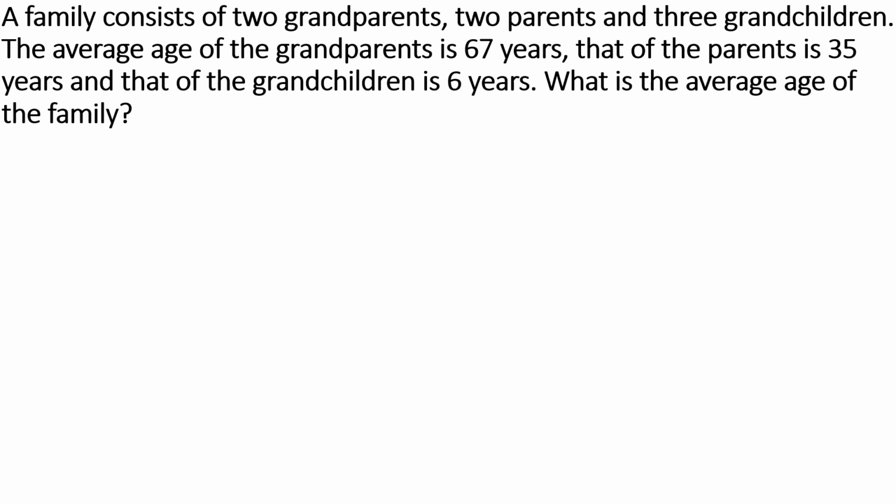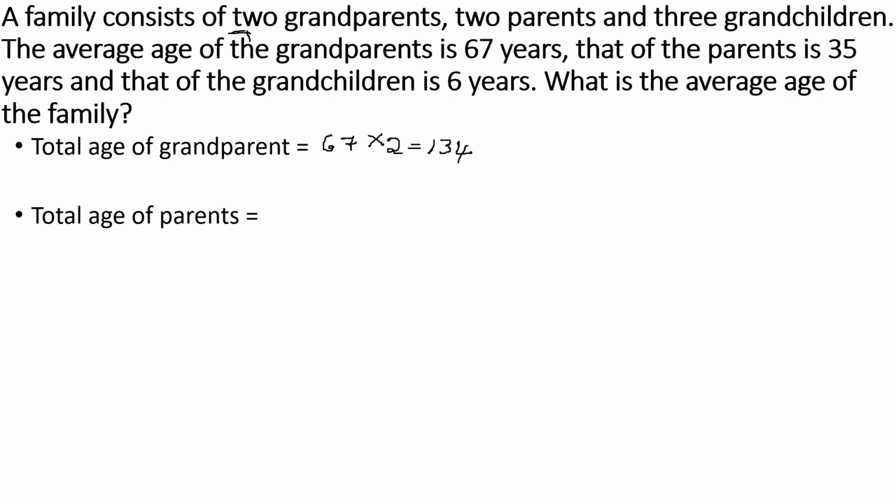Okay, the average age of a grandparent is given, that is 67 years. So the total age of the grandparents will be the average age multiplied by how many grandparents there are. There are 2 grandparents. So the total age will be 67 into 2, that is 134 years. So this is the total age of the grandparents. Similarly, the average age of the parents is 35, and there are 2 parents. So the total age of the parents will be 35 multiplied by 2, so that is 70 years.